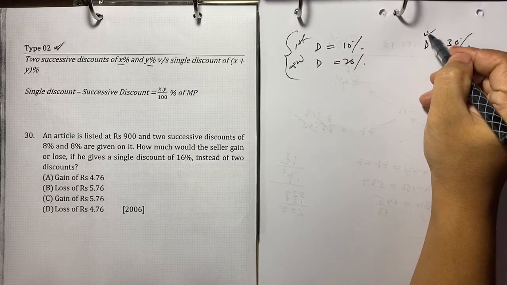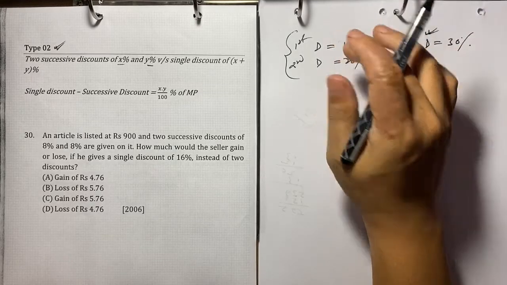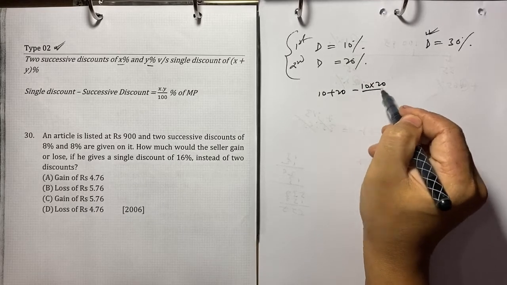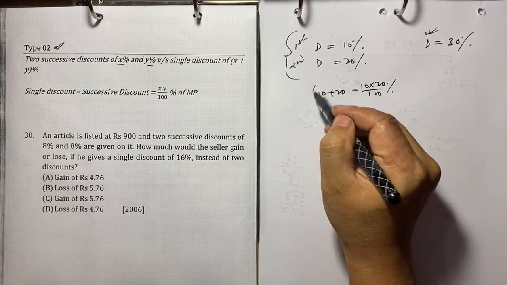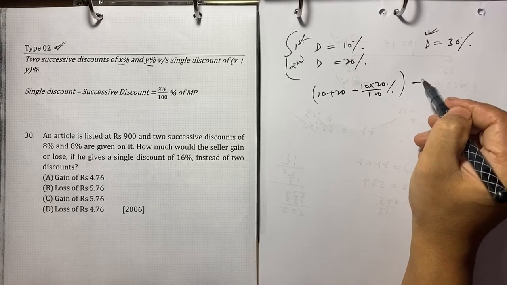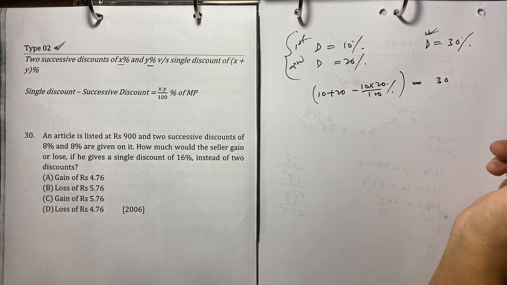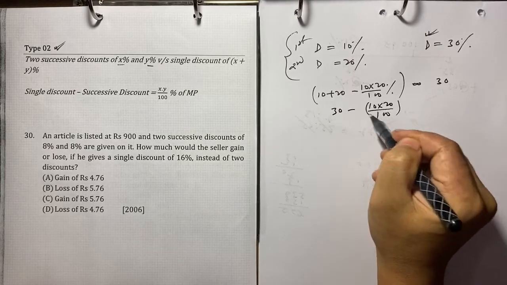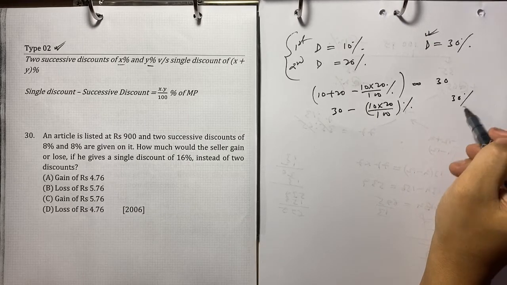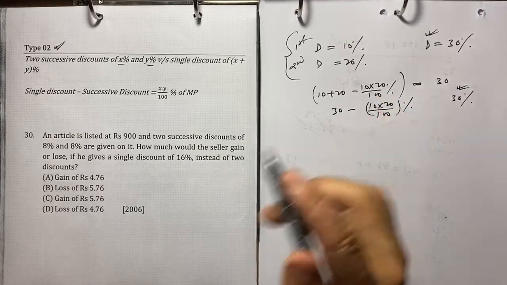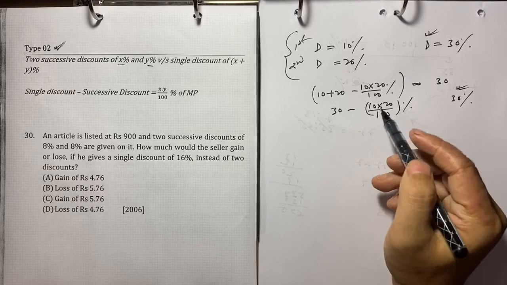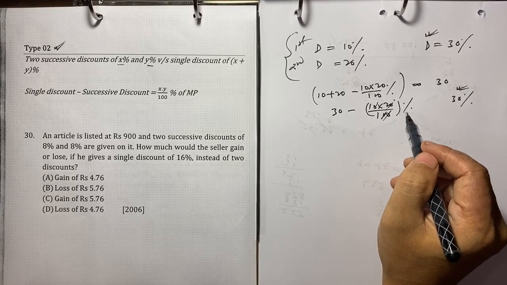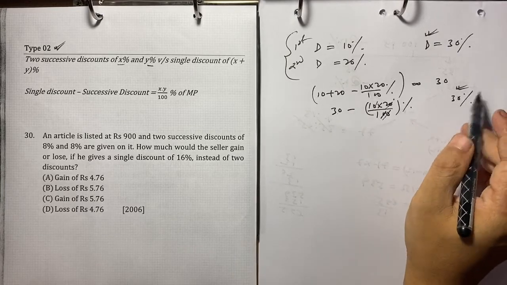For successive discounts, the equivalent value will be 10 plus 20 minus 10 into 20 divided by 100 percent. The difference is 30 minus this value, so 30 minus 10 into 20 divided by 100, which is 2%. The successive discount is 28%, the single discount is 30%, so the difference is 2%.